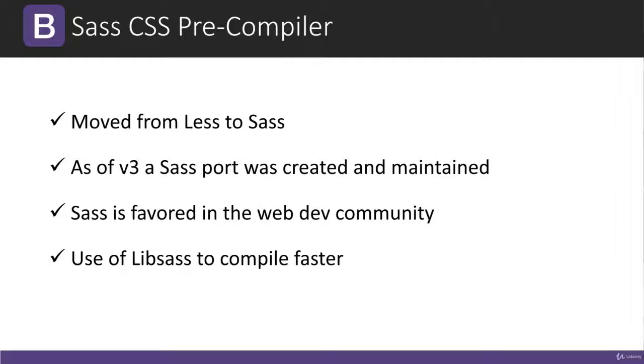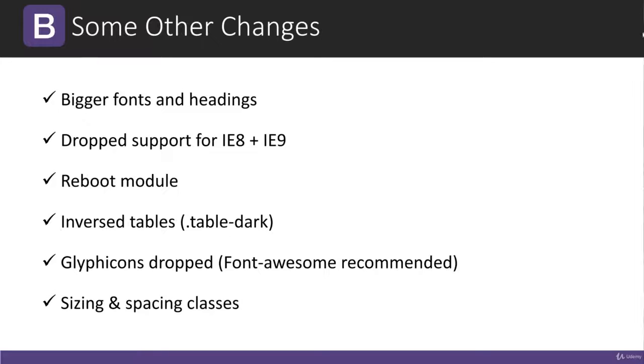Another big change is Bootstrap 3 used the Less CSS compiler, and now version 4 has moved to Sass due to its popularity over Less. Version 3 did have a port for Sass, but version 4 uses it natively. It also uses something called LibSass to compile your Sass even faster. And it's the second project, I believe, that we'll be building a theme using Sass.